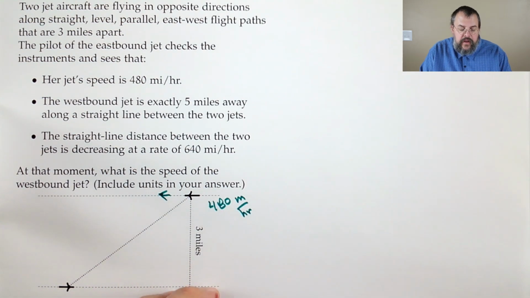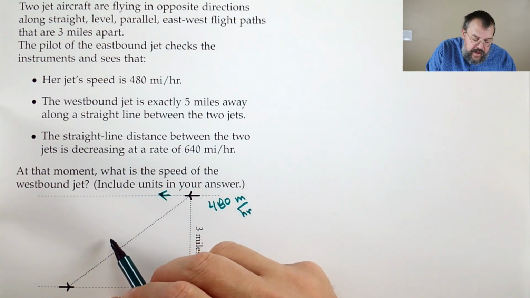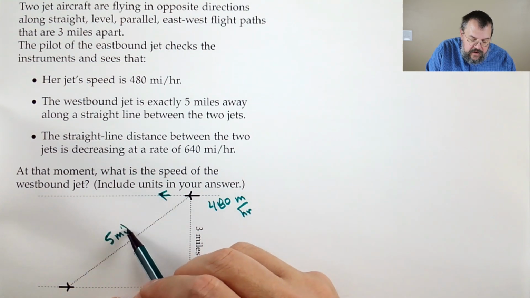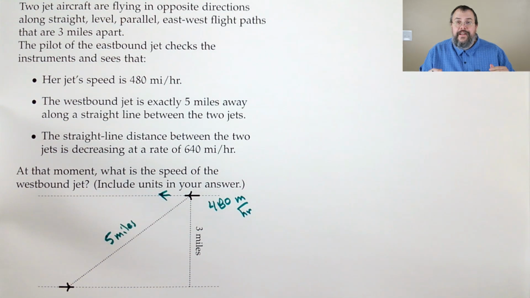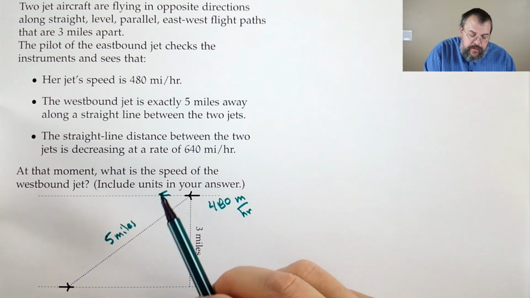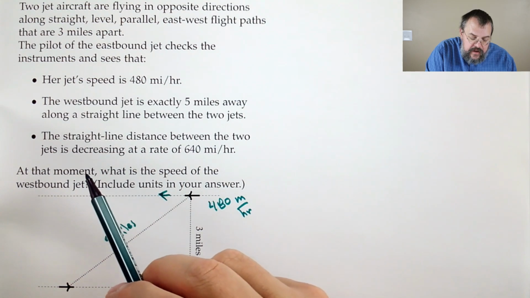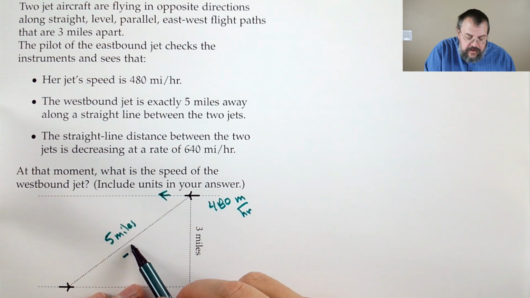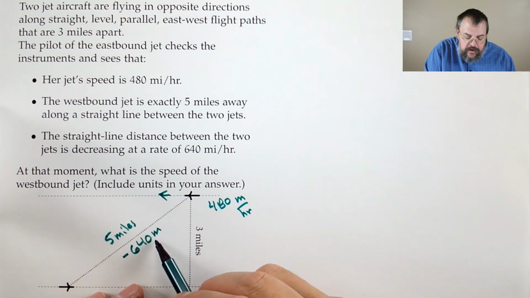All right. Now, the westbound jet is exactly 5 miles away in a straight line distance. So this is currently 5 miles. Now notice, currently. Why do we say currently? Because they're going to get close. Eventually they're going to be exactly 3 miles apart and then they're going to get farther away. Okay. And what are we told? The straight line distance between the 2 jets is decreasing at a rate of 640 miles per hour. So this is currently negative 640 miles per hour.